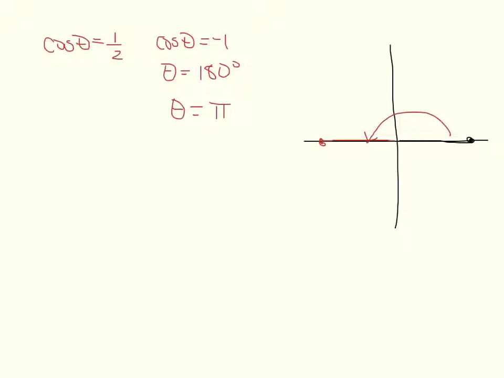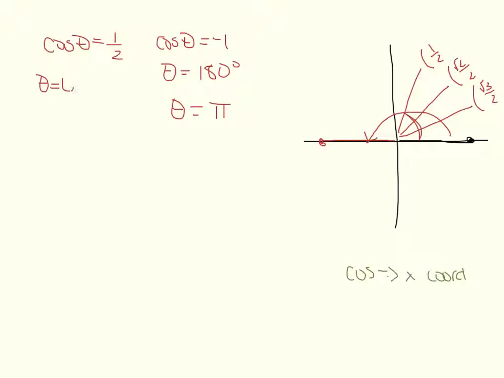Alright, so cosine being 1/2. So cosine is the x-coordinate on the unit circle, and we are looking for an x-coordinate of 1/2. So this x-coordinate is square root of 3 over 2. This x-coordinate is square root of 2 over 2. This x-coordinate is 1/2. So we are looking at this angle right here. And that angle is actually 60 degrees. So it happens when theta is 60 degrees.